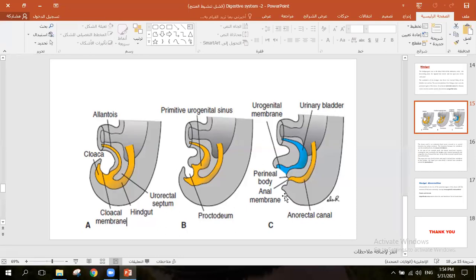Rectovaginal and rectourethral fistula and atresia are common abnormalities related to the hindgut. True. Imperforate anus is a congenital abnormality that occurs when the oropharyngeal membrane fails to break down. False, the anal membrane. Yes, very good.